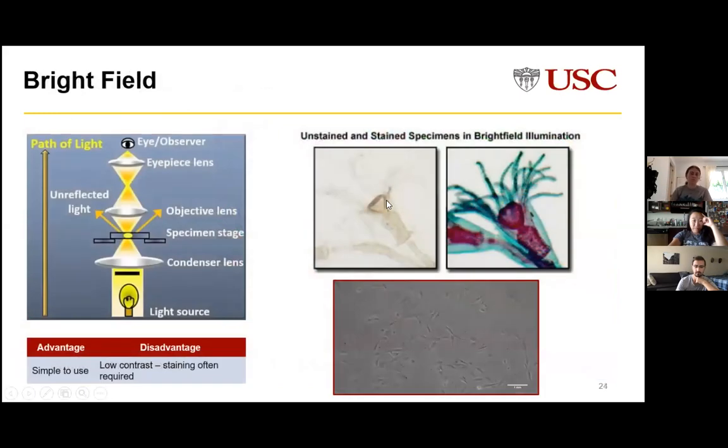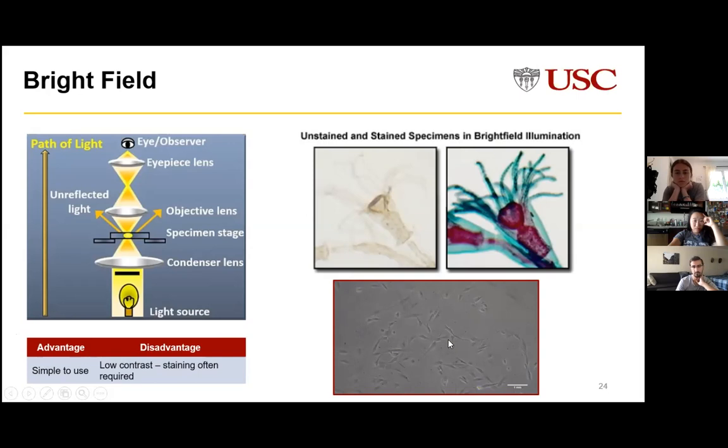So starting with bright field microscopy, on the left you can see how the microscope is structured in order to accomplish bright field microscopy. Bright field microscopy is one of the more simple methods of microscopy. So if you've used a microscope, more than likely it was a bright field microscope. You can see here that the light source is at the bottom. There's a condenser lens that condenses the light onto your specimen, and then the light goes back out onto an objective lens and then into the eyepiece lens where the observer can see it. It's really simple to use, but one disadvantage of it is that it has pretty low contrast.